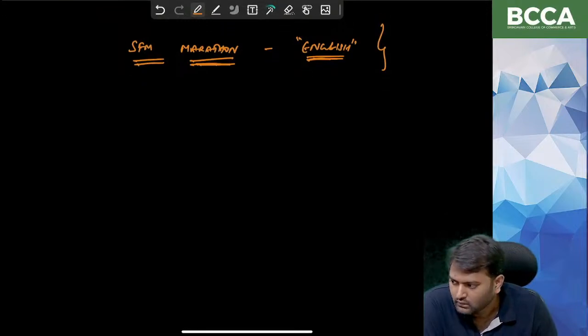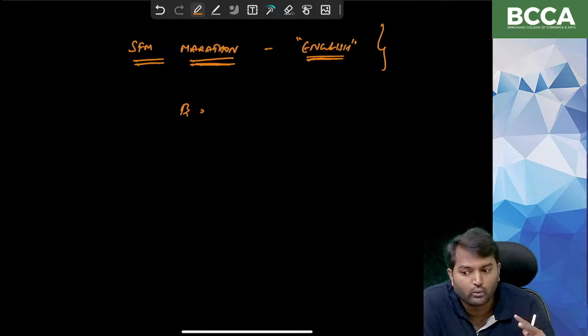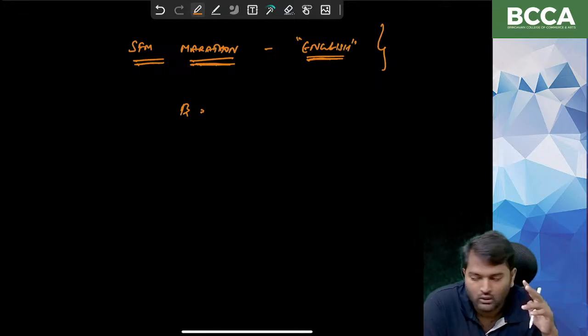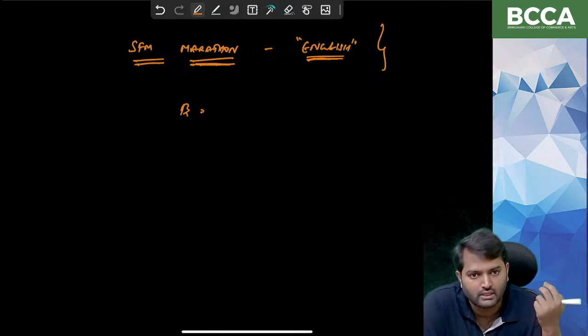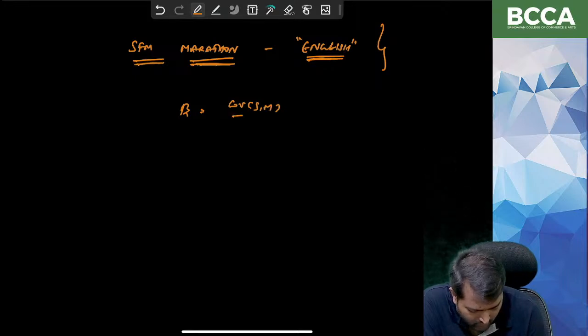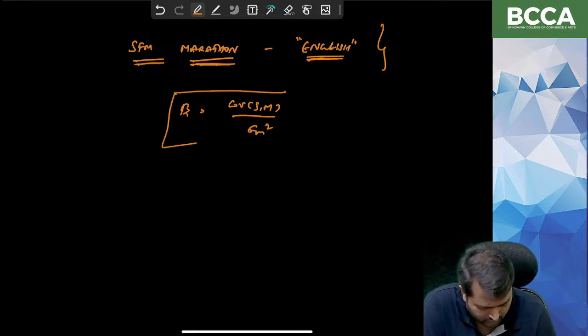First we have to find out beta. What is the formula for beta? When more than two possible returns are given, or when more than 2 years' data is given, the beta formula is covariance of S comma M divided by sigma M square. Beta is equal to covariance of S comma M divided by sigma M square. So this is the formula.